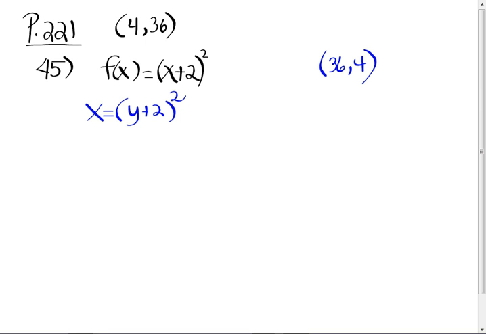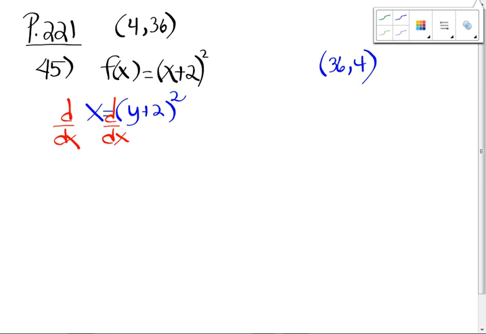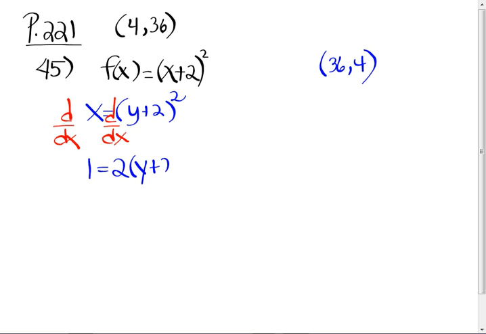Not to mention the fact that this slows me down a little bit. So it's d dx, d dx. Left side's always 1 because it's always x by itself. So 1 equals, well, what's the derivative of that? 2 times (y plus 2) to the first power times the derivative of the inside. What's the derivative of y? dy dx.